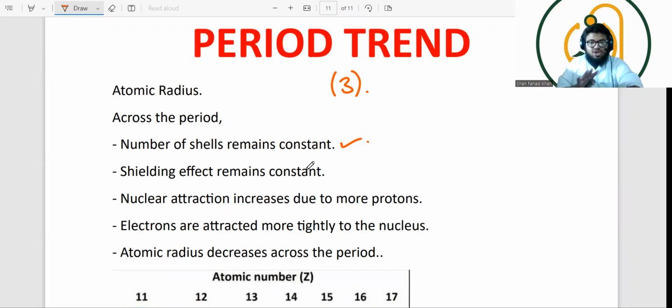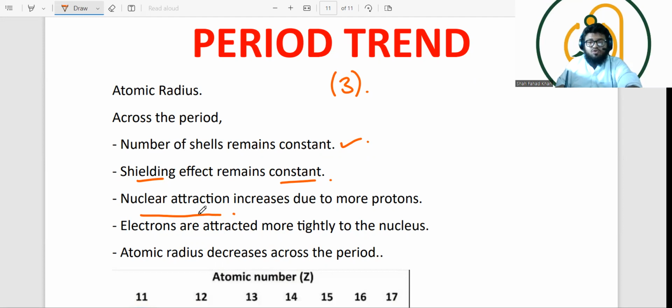If the number of shells are not changing, will there be any impact on the shielding effect? No, not at all. If the number of shells are constant, the shielding effect is also constant. It's constant because the shielding effect depends upon the number of shells. So if the number of shells are constant, then shielding effect also remains constant. If the shielding effect remains constant, what about the nuclear attraction? Going across the period, the proton number is still increasing, right?